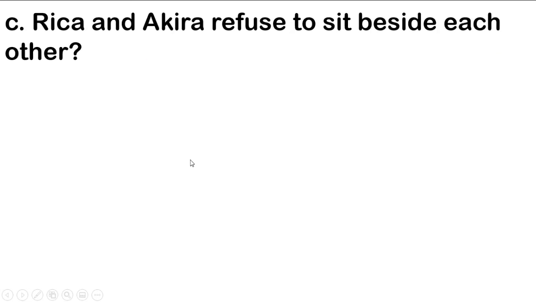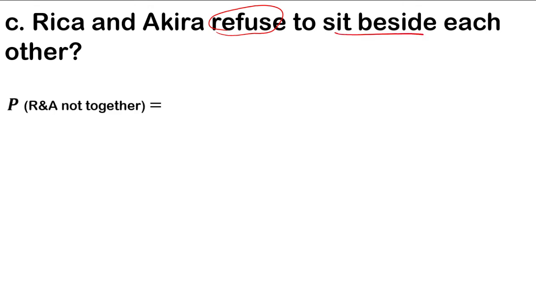Letter C. Rika and Akira refuse to sit beside each other. So, hindi sila magkatabi nung araw ng may event siguro. Kaya si Rika at si Akira ayaw nilang magkatabi. Okay? Pag may case ka na ayaw nila magkatabi, refuse to sit beside. Okay? Kung ayaw nila magkatabi, ganito ang gagawin mo.